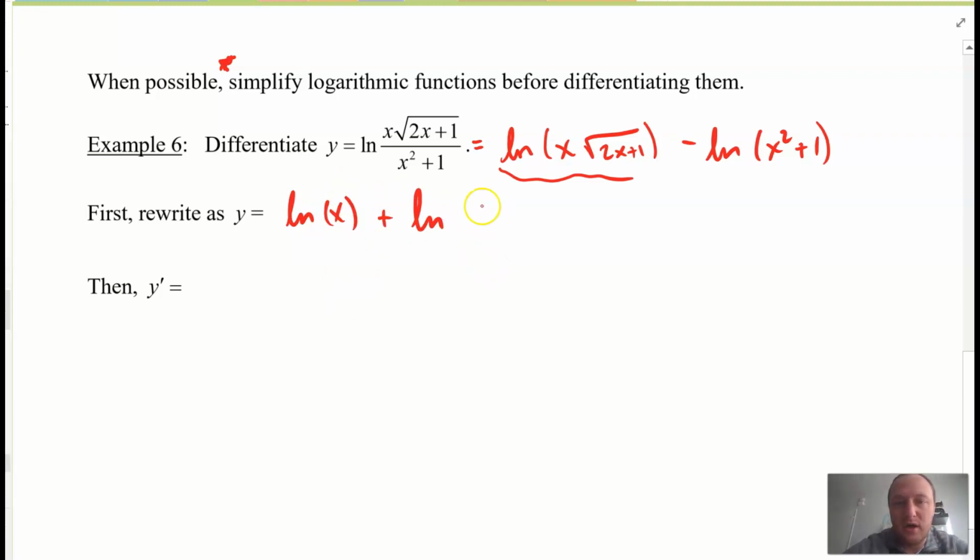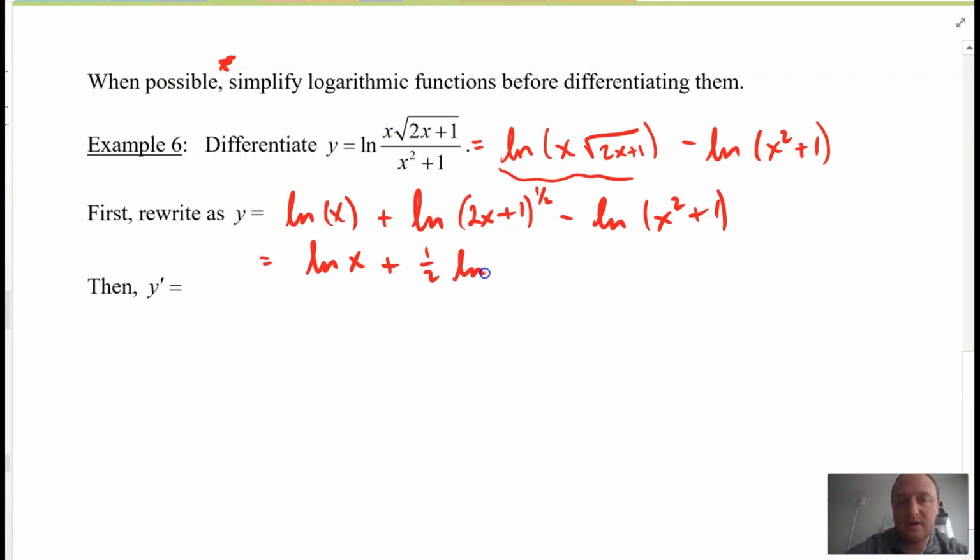Plus the natural log of, and I'm going to rewrite this like this, and you'll see why I'm doing this in a second, (2x plus 1) to the power of 1/2, minus the natural log of (x squared plus 1). Now I'm not done. I'm going to rewrite this again. I'm going to use the power property of logarithms, which says if you have an exponent in your argument, you can bring it down as a coefficient. So I have 1/2 natural log of (2x plus 1).